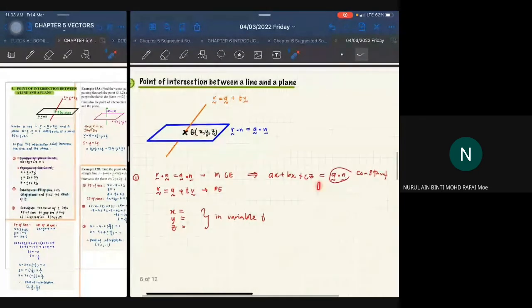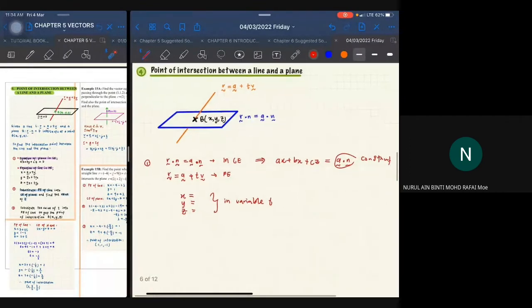So awak akan dapat daripada sini T sama dengan apa? Okay, so bila dah dapat T sama dengan apa, barulah masukkan kat dalam ini, dapatlah terus nilai X, Y, and Z awak. Itu sahaja cara untuk cari point of intersection. Okay, so dia senang je sebenarnya.